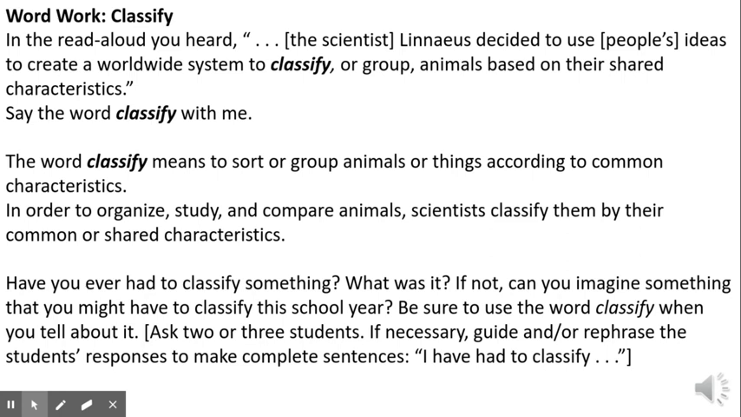Have you ever had to classify something? What was it? All right, in the classroom we classify things, right? You might organize things by your different subjects. You might classify things by whether or not you do them in the morning or the afternoon. You might organize the colors of your crayons and classify them as blues or oranges. All right. So classifying is just a way of organizing things.